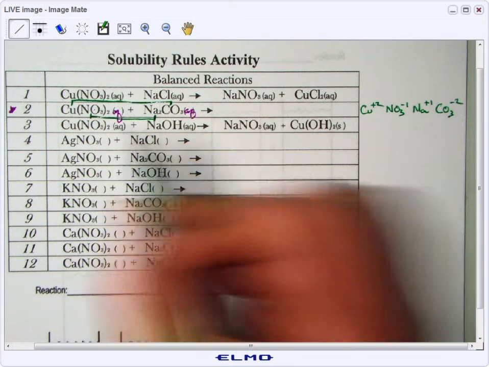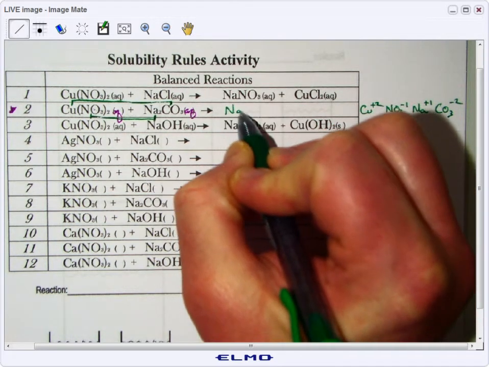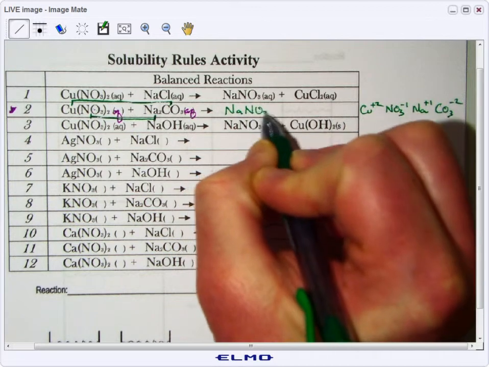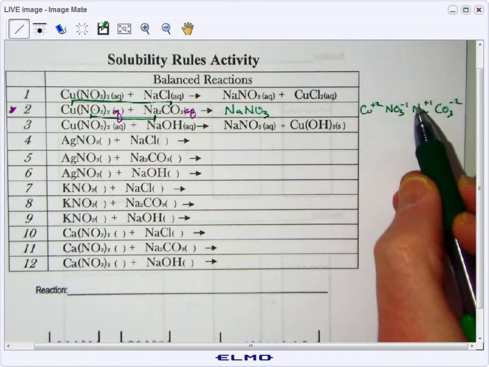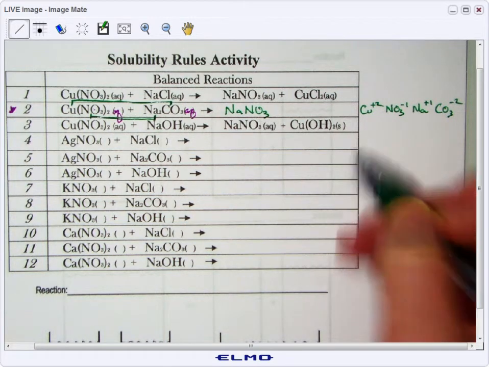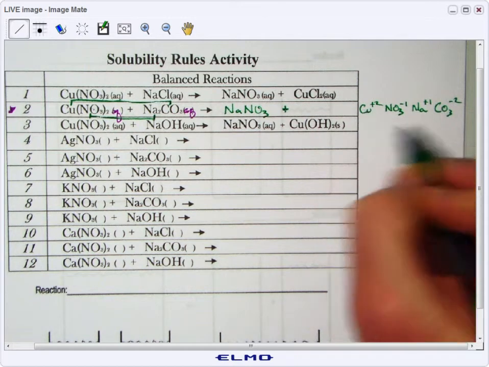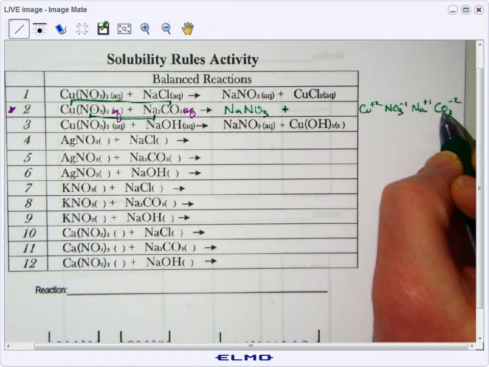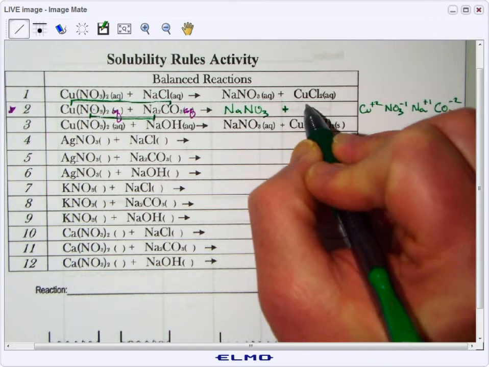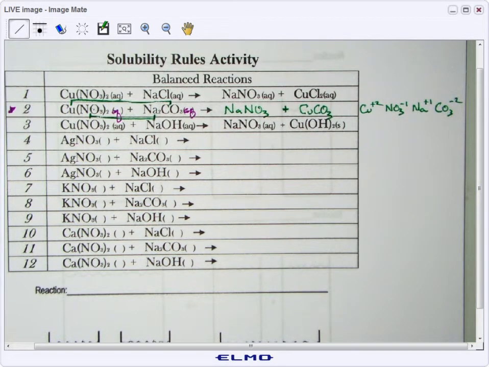So what are we going to make? Well, Na is going to dance with NO3. And we have a +1 and a -1 that equals 0, so I just need one of each of those. And copper is going to dance with carbonate. We have a +2 and a -2, so I only need one of each of those. Those are our new dance partners. We've done this before, this part.